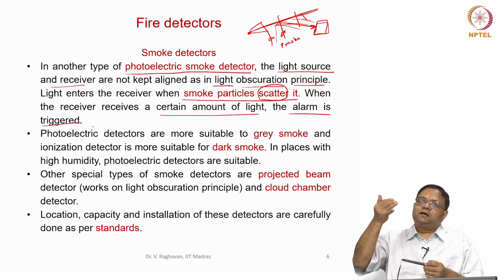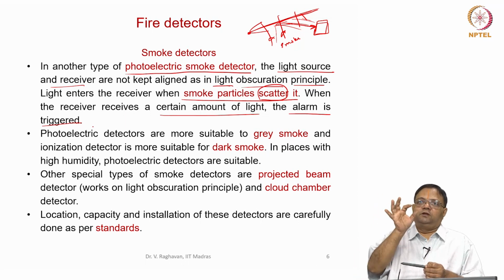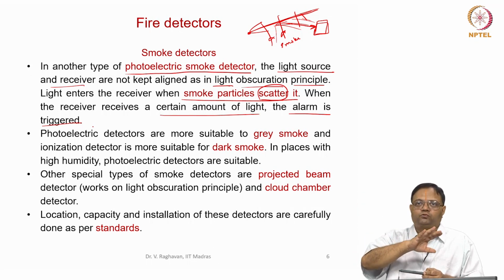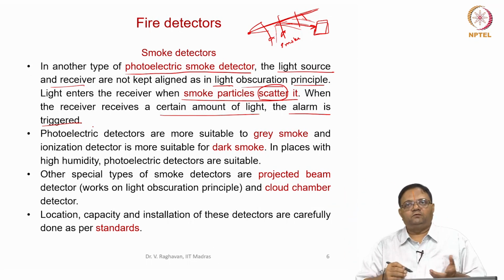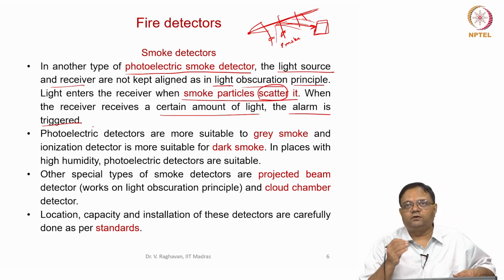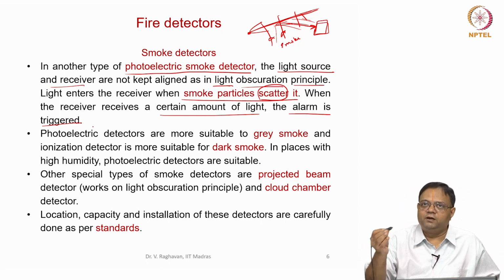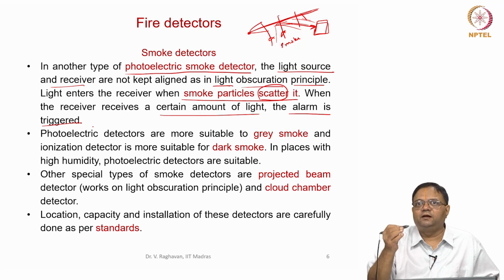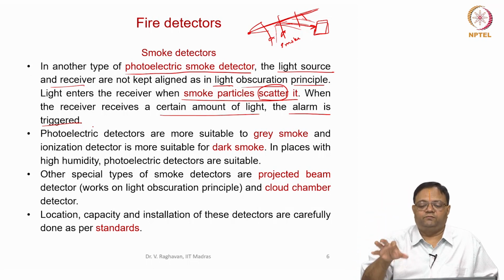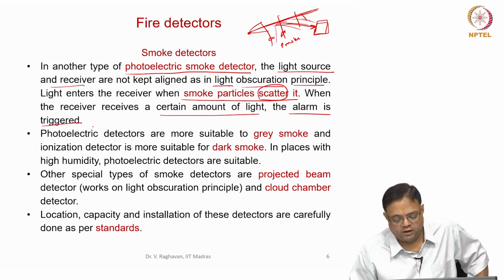In the first method, they are kept in line. Always there will be some light from the source received by the receiver, and the intensity will be known. But if smoke passes through, the intensity will decrease because of scattering of the light, and only a certain amount of light will be received. The decrease in the intensity is taken for the alarm triggering. But in this case, the amount received due to scattering itself will be taken. So these are the two methods.